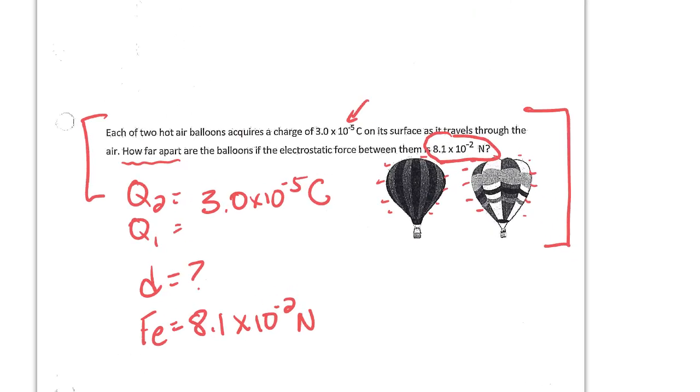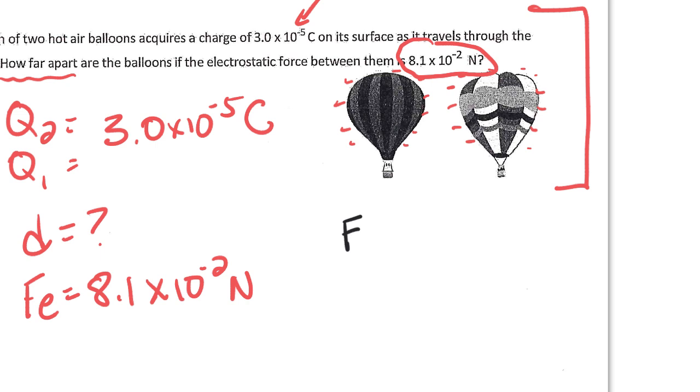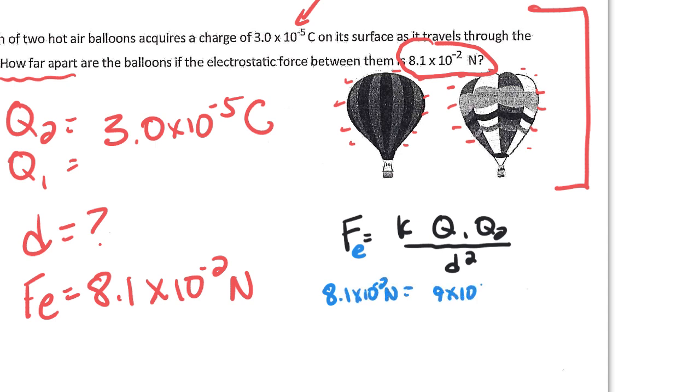So let's zoom in and set up the Coulomb's law formula. I bet the vast majority of us at this point in the year can handle rearranging this formula or just plugging in and solving for a different unknown, right? The unknown does not always have to be on the left side or all by itself. So let's plug in 8.1 times 10 to the negative second newtons. K is 9 times 10 to the ninth. The Q's are known, 3.0 times 10 to the negative fifth coulombs. And don't forget to square, right? Each of the balloons takes on the same charge. And the distance of separation is the unknown.